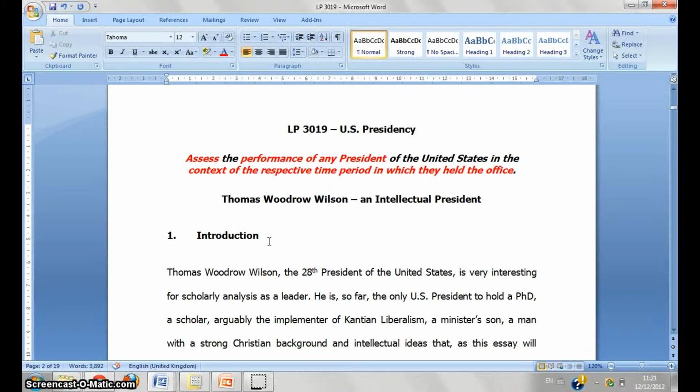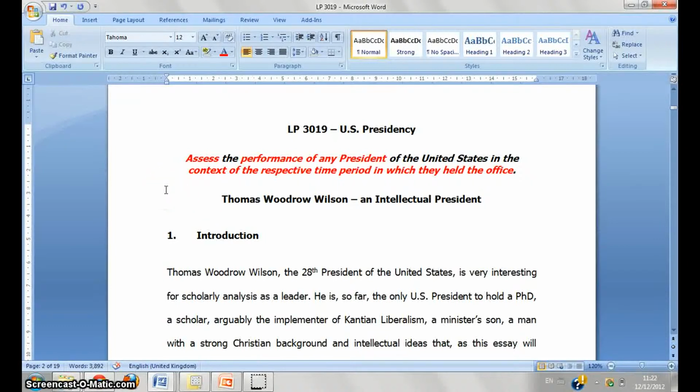So let me show you an example of an introduction in an academic essay. And in this example, I'm going to show you exactly where I address the method of the study, the object of the study, and the context of the study. So it is a set question in a sense, but I get to choose the topic partially. So the question is, assess the performance of any president of the United States in the context of the respective time period in which they held the office.